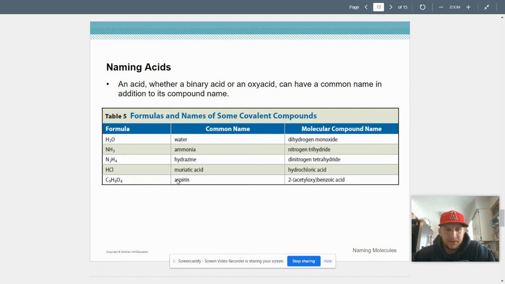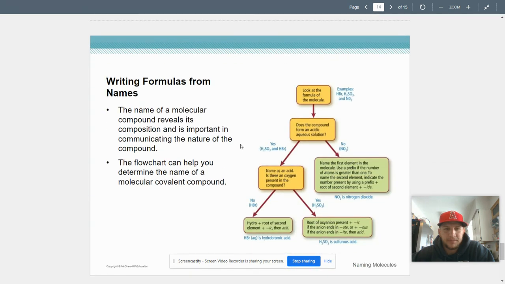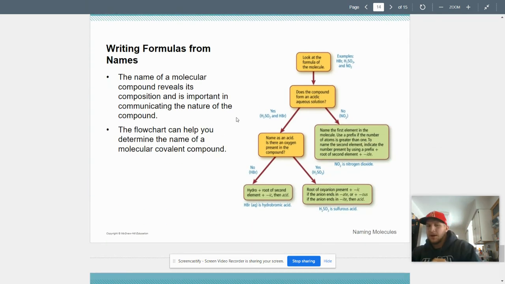Aspirin. Now this one is going to be much easier. You see this big crazy name here, aspirin, C9H8O4. You could always say 2-acetyloxy benzoic acid, but I think we're probably going to steer more towards aspirin. If you went around saying that you wanted some 2-acetyloxy benzoic acid, somebody would probably look at you like you were crazy. So again, know that there are going to be common names in addition to our naming scheme that we have. Okay, now also you can probably save this flow chart. This could be useful for you.